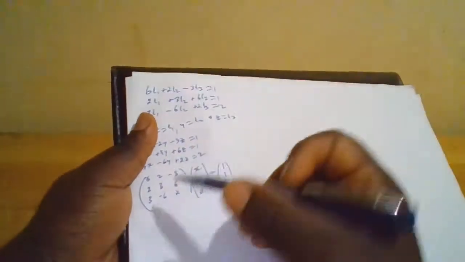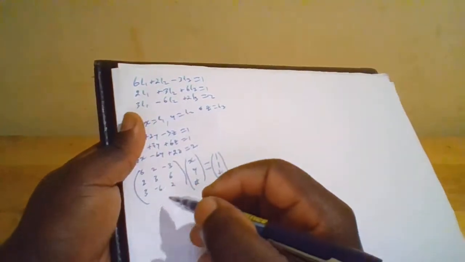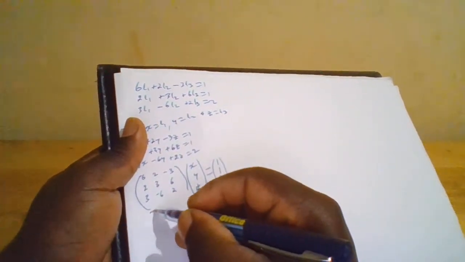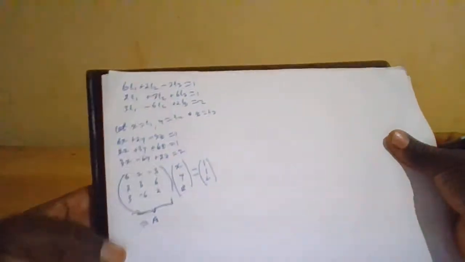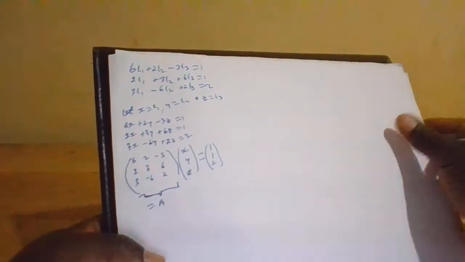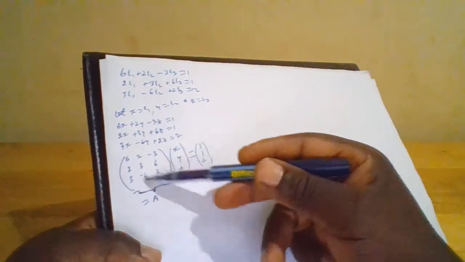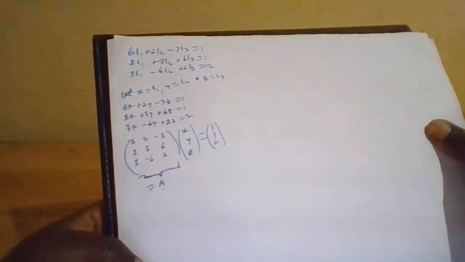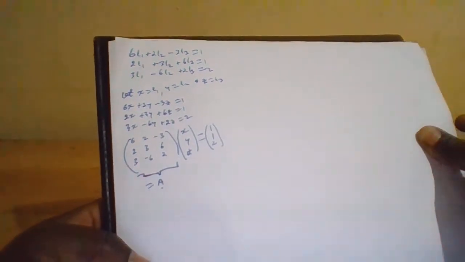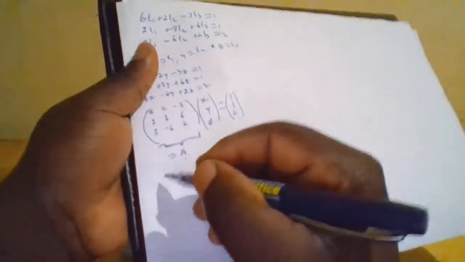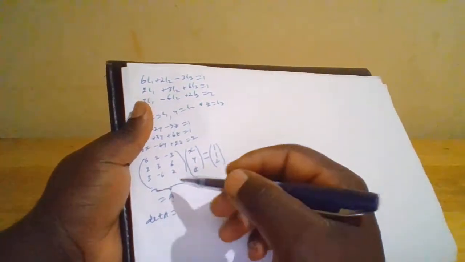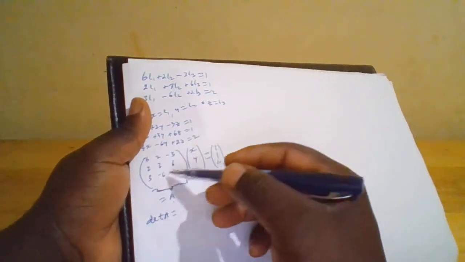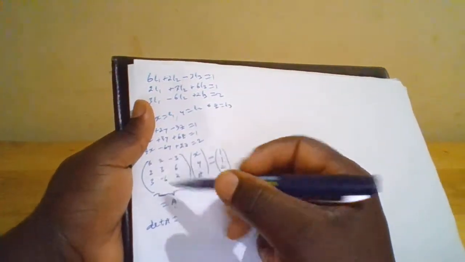Now from here we shall let this matrix equal A. Once we write it like that, we can find the determinant of matrix A. So we now find the determinant of matrix A.